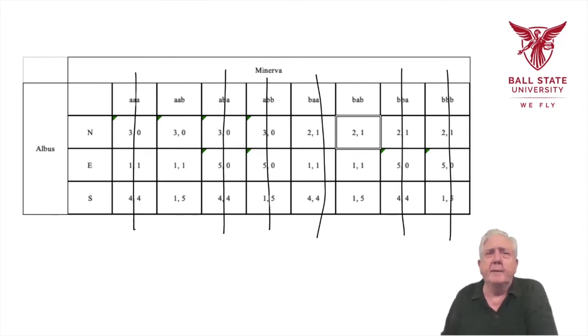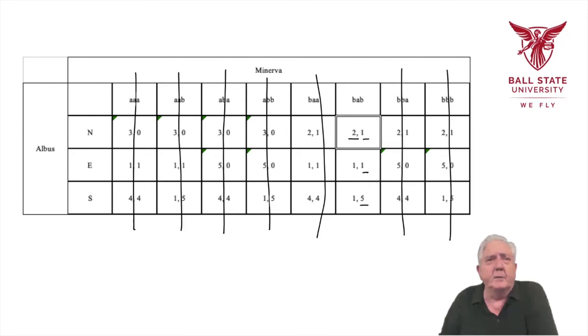But let's check this column against this column. 5 dominates 5, 1 is par with that, and 1 dominates 0. So now we can even cross off that column. So now we have it down to one column, and we have to look at that and say, if Minerva chose that column, what choice would Albus make? And Albus would make the choice of 2, 1. And so we have our pure strategy Nash equilibrium.